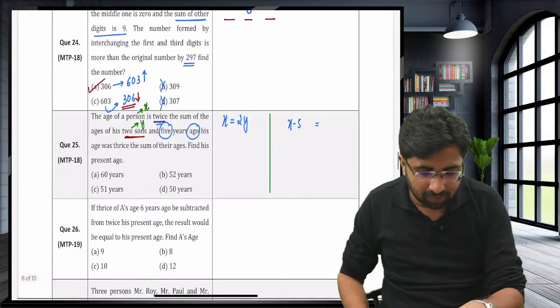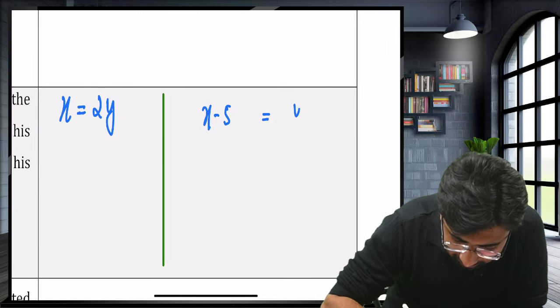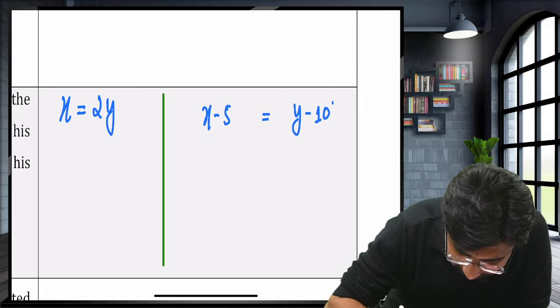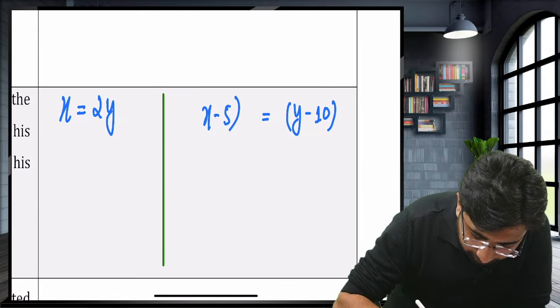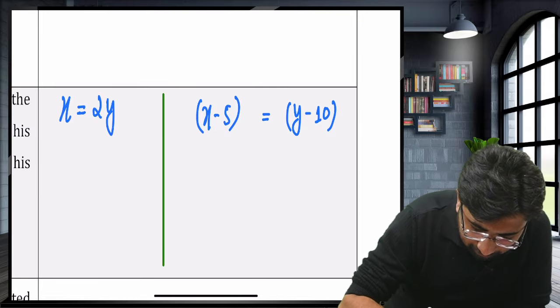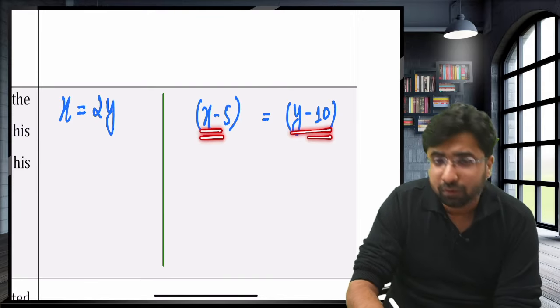Guys, minus 1, minus 1. So guys, this will be y minus 10. Y minus 10. Now what are they saying? 5 years ago. Now this is 5 years ago and this is also 5 years ago.